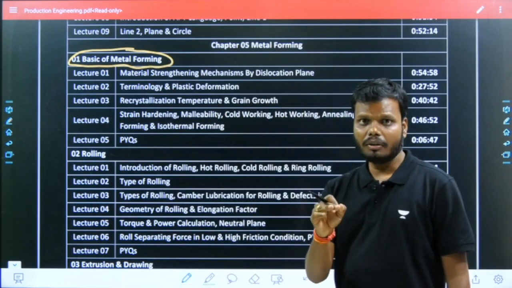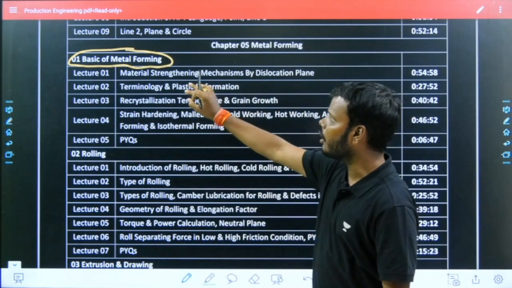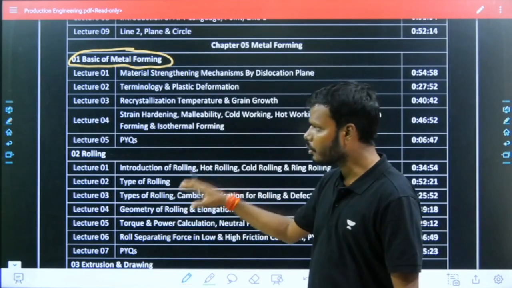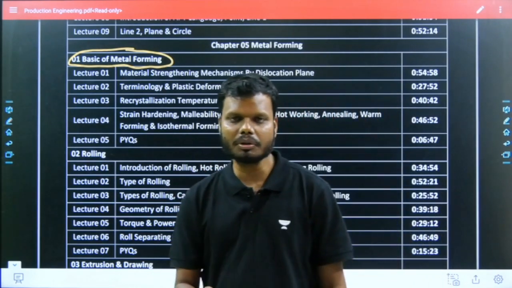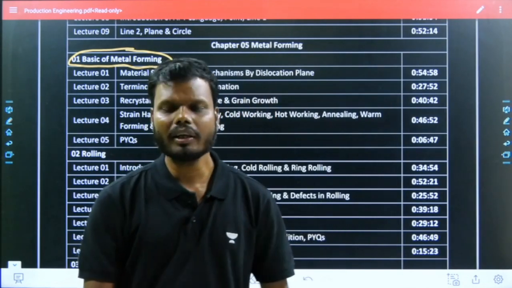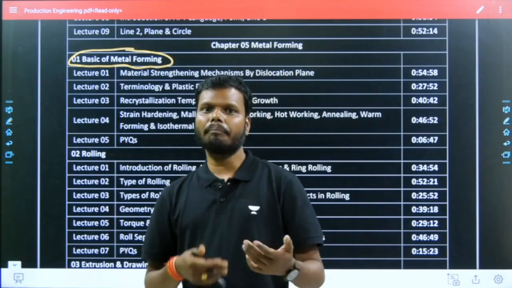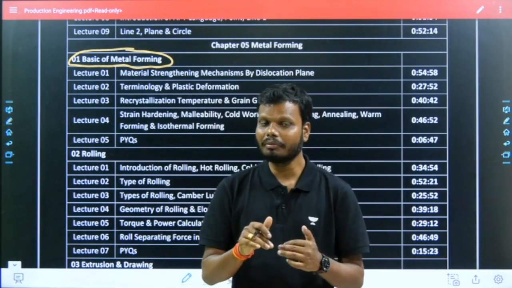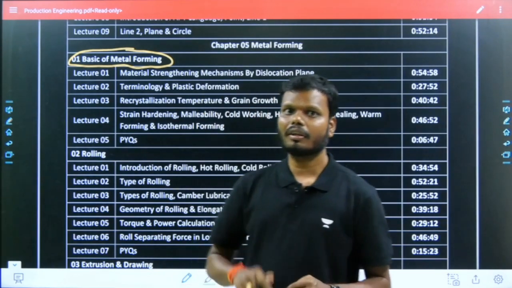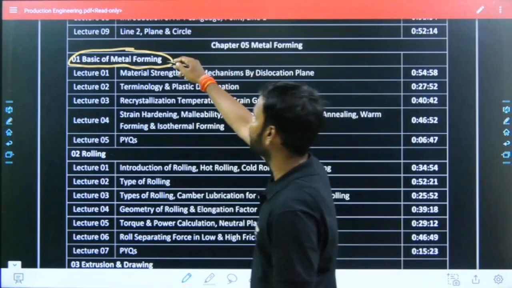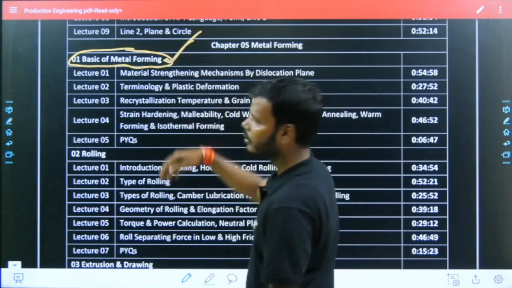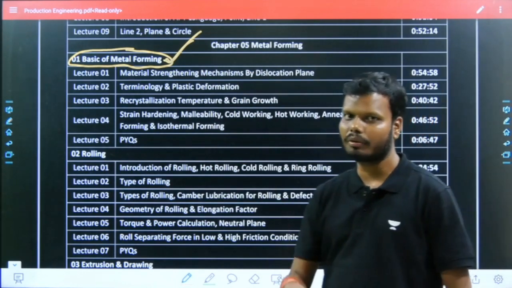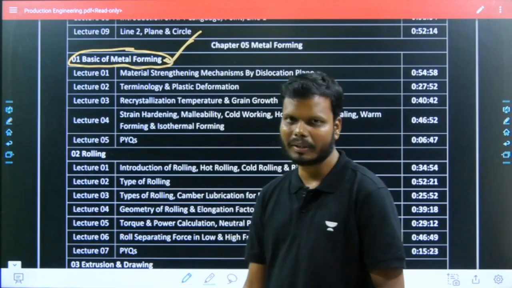So first of all, you can watch basics of metal forming. After that, you can cover rolling, forging, extrusion, wire drawing, deep drawing, sheet metal, spinning, bending, and so many concepts of metal forming. Before this is started, you should cover these concepts because they are connected with all these metal forming operations.